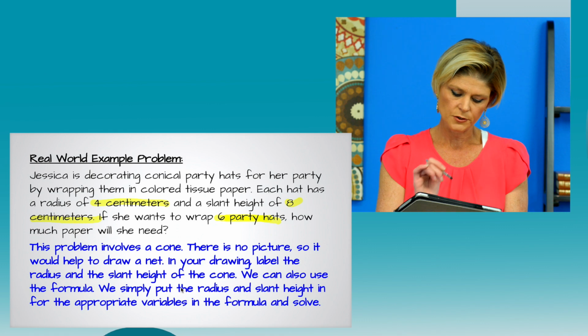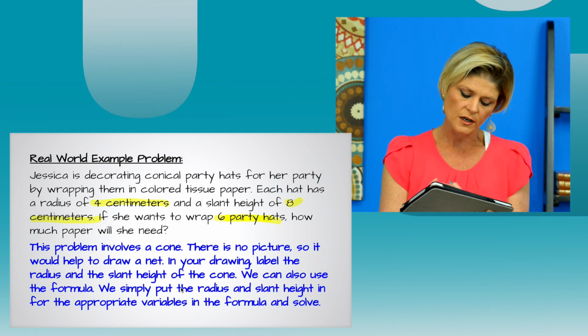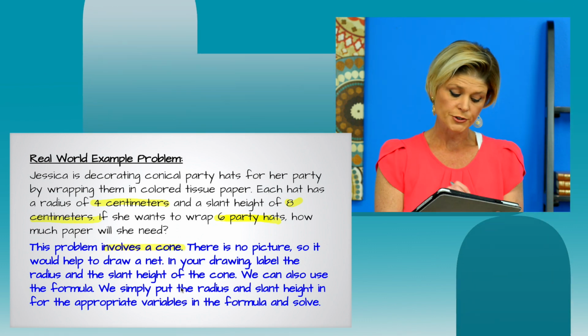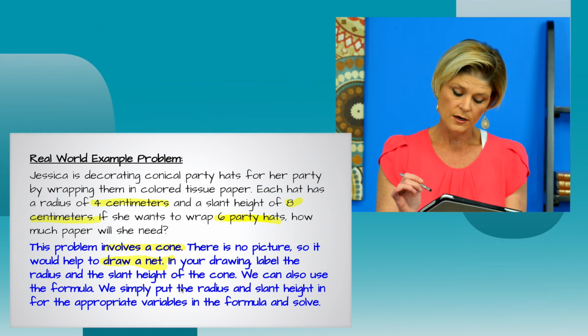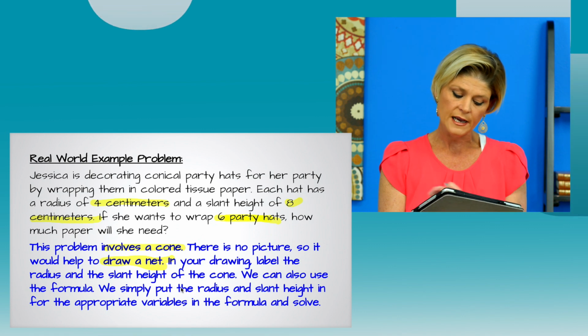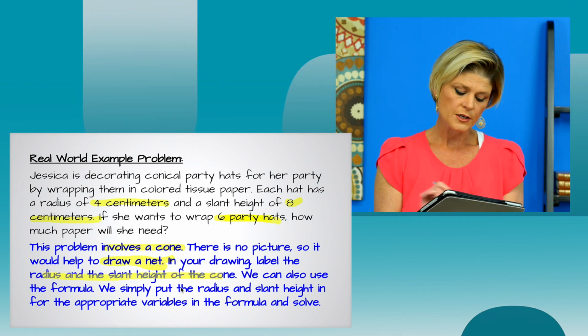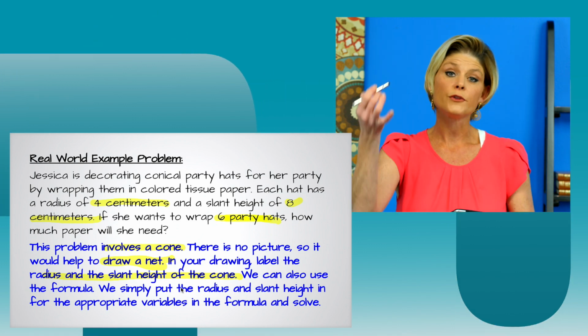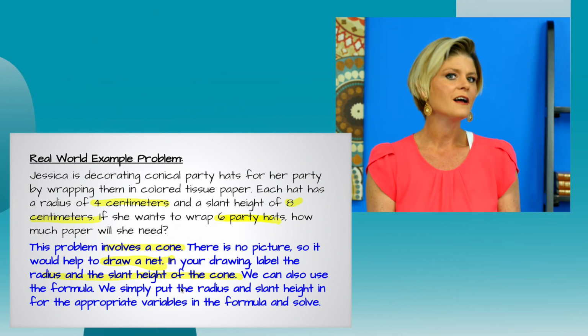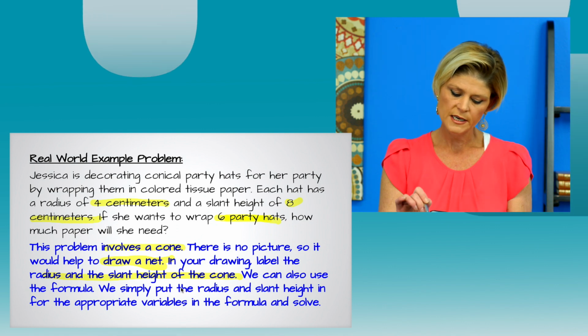Now, this is a little note I made for you here. The problem involves a cone. Now, there's no picture, so it would really help to do what? To draw a net. Now, label the radius and the slant height of the cone. And you can also use the formula. You simply put the radius and slant height in for the appropriate variables in the formula and solve. So let's see how this works out.